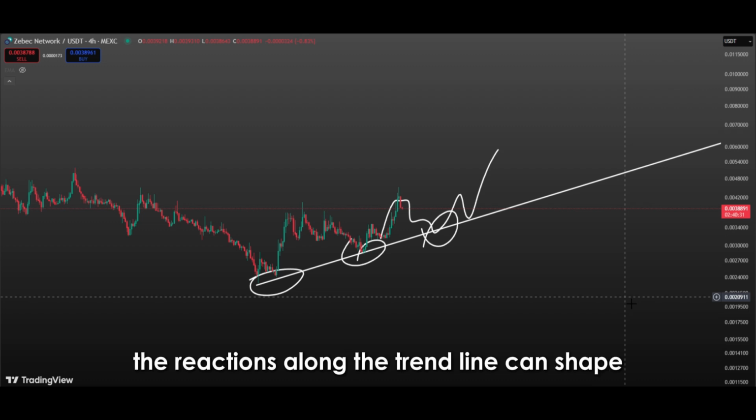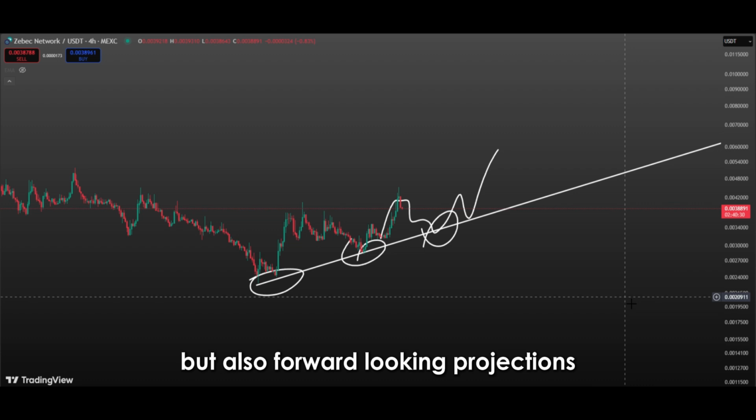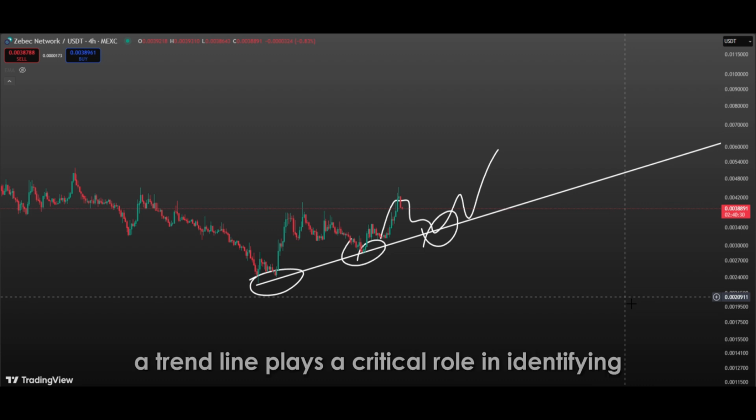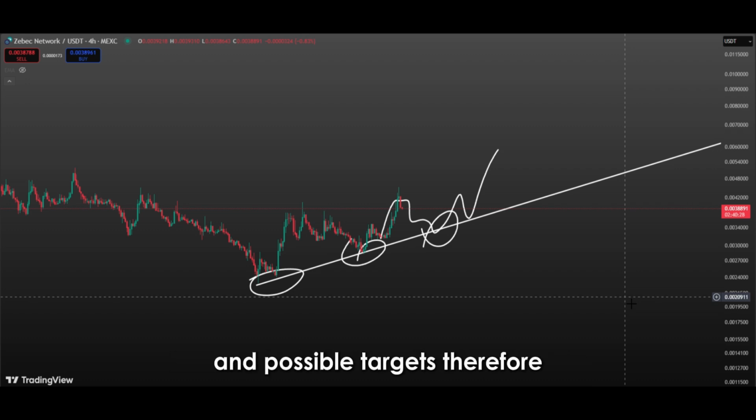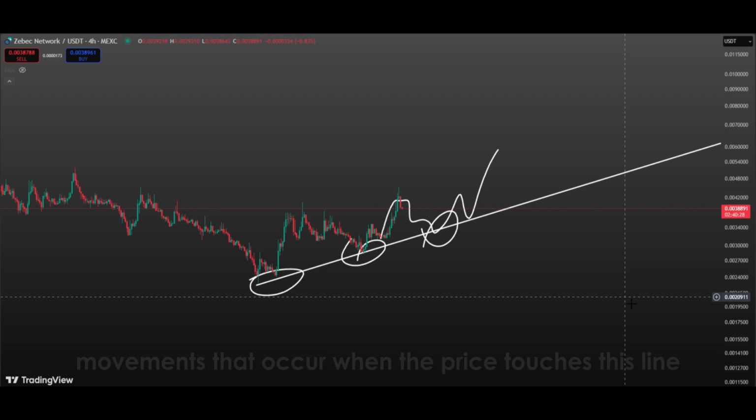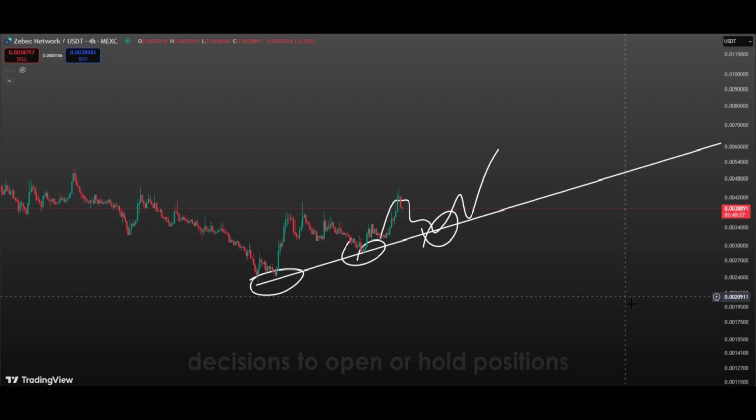Furthermore, the reactions along the trend line can shape not only current buying and selling decisions, but also forward-looking projections. A trend line plays a critical role in identifying potential correction levels, buying opportunities during pullbacks, and possible targets. Therefore, the reaction movements that occur when the price touches this line may be key in investors' decisions to open or hold positions.